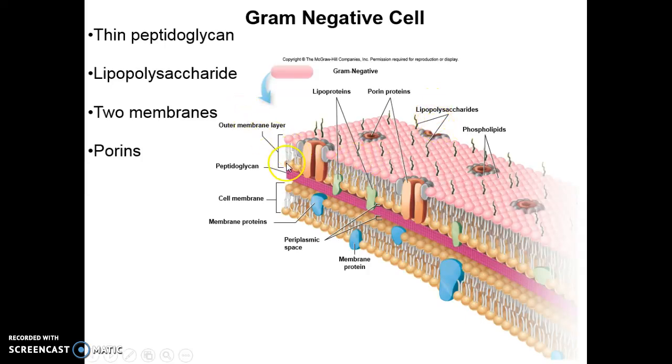All right, then another difference between the two types of cells is that with the gram-negative cell you have two membranes. You have an outer membrane and then an inner membrane, or what's called the cell membrane. And that has the peptidoglycan in between the two. There are also what are called porins. Those porin proteins are going to create pores that allow material to move through that outer membrane versus just moving directly through the peptidoglycan, like it would in the gram-positive cell.